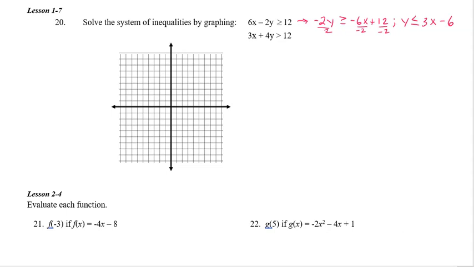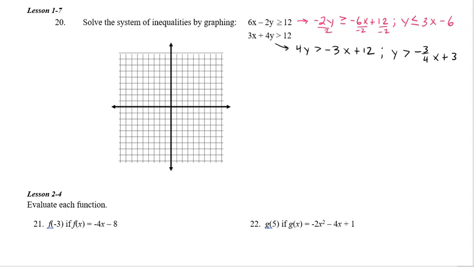And let's go ahead and do the same thing for this one. So my first move here is to subtract 3x from both sides. And then I'm going to divide both sides by 4. Okay, and now we're ready to graph.